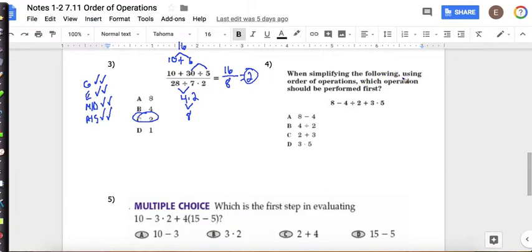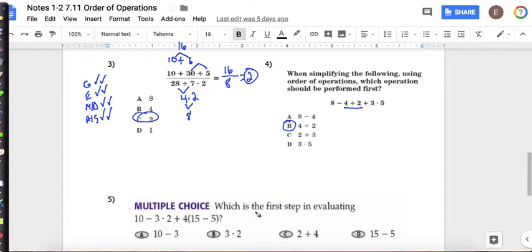Okay, when simplifying the following, use order of operations. Which operation should be performed first? Do I have any grouping symbols? No. Do I have any exponents? No. Do I have multiplication or division from left to right? So I'm going to look for the very first one. It's right here. So my first step is 4 divided by 2, which is B.